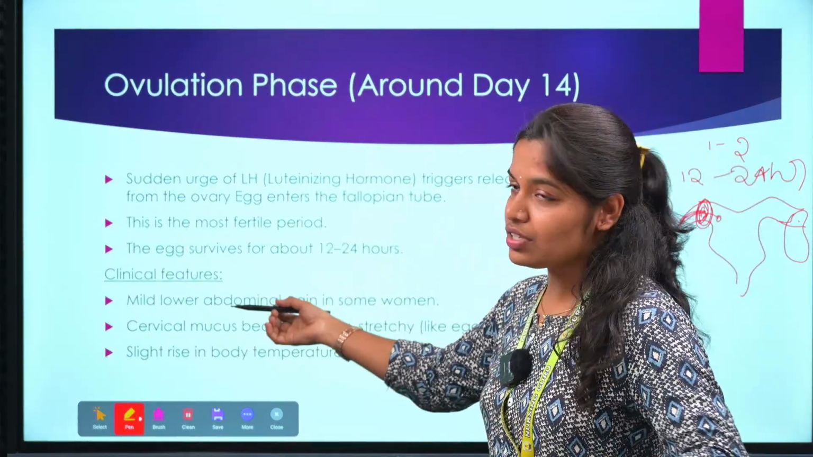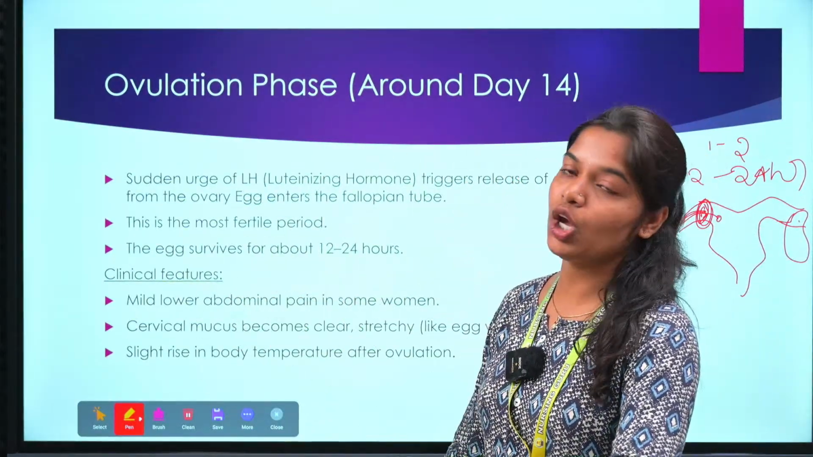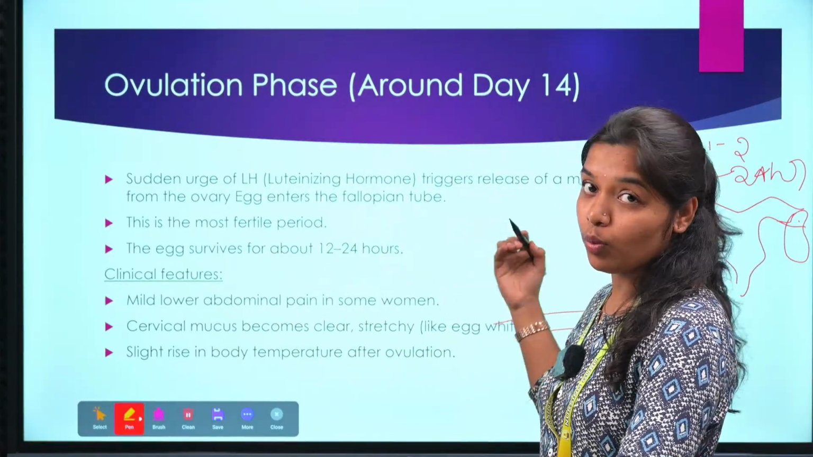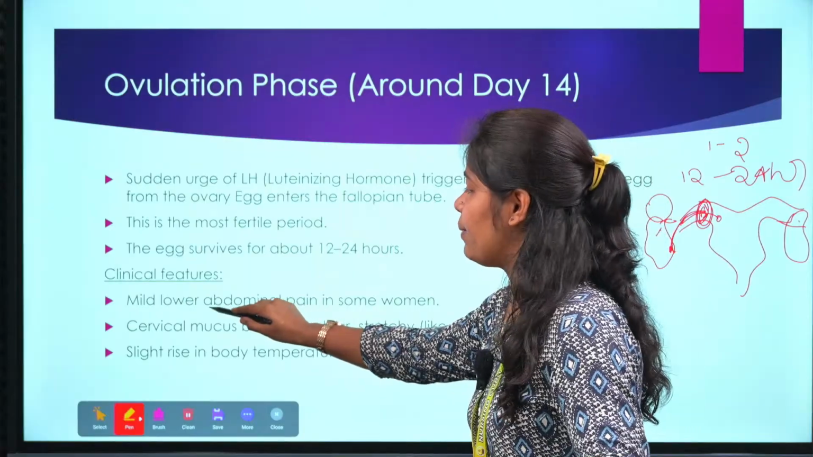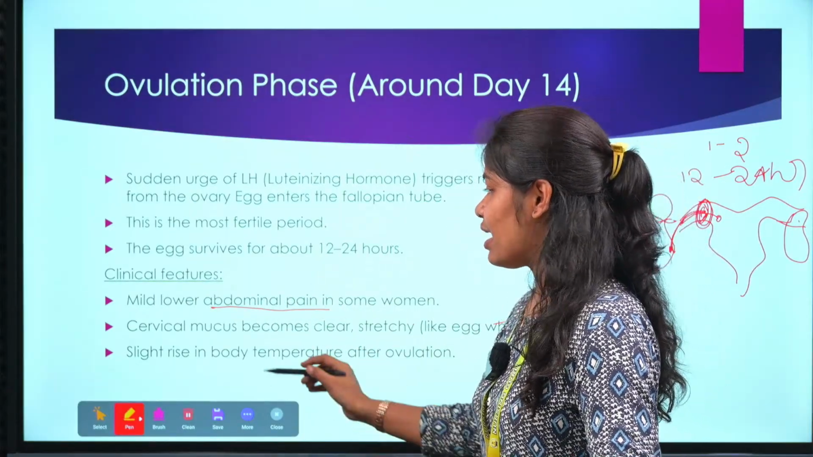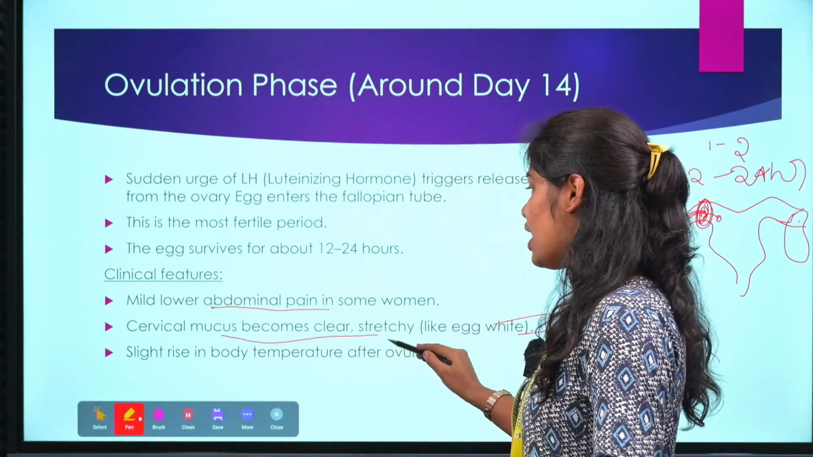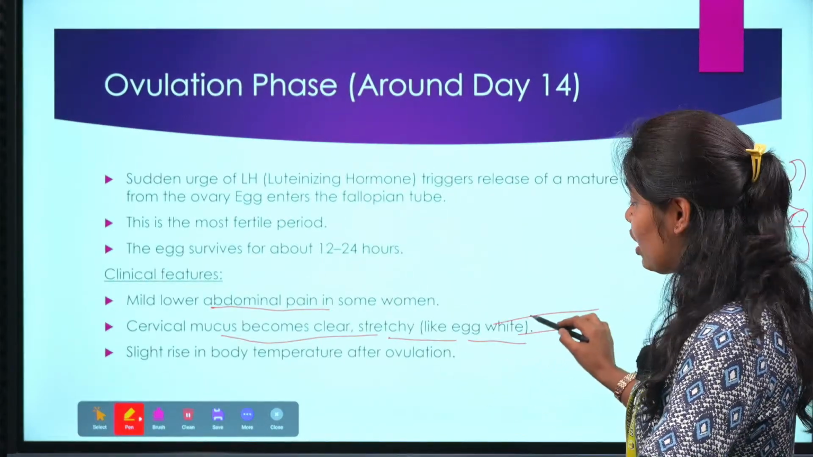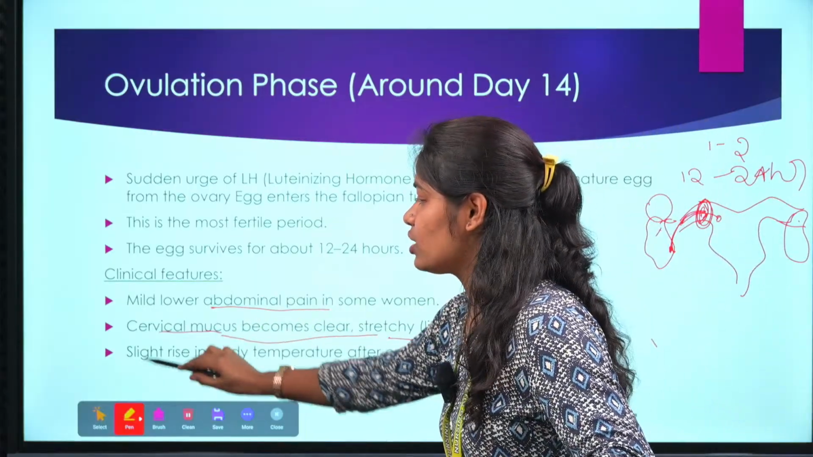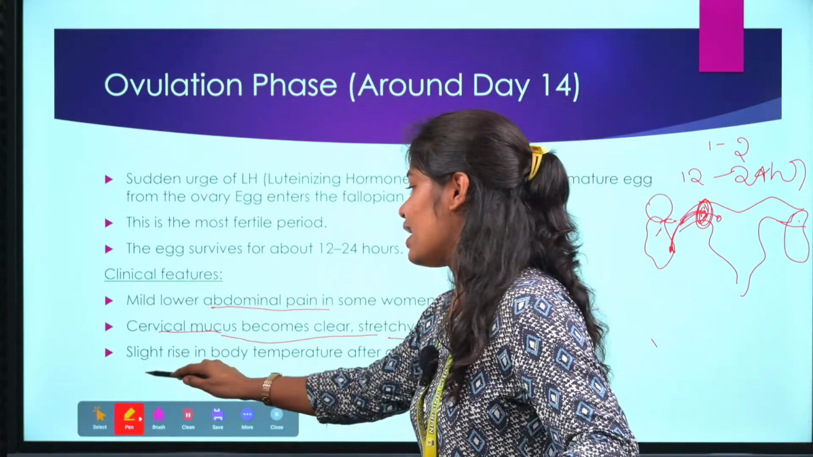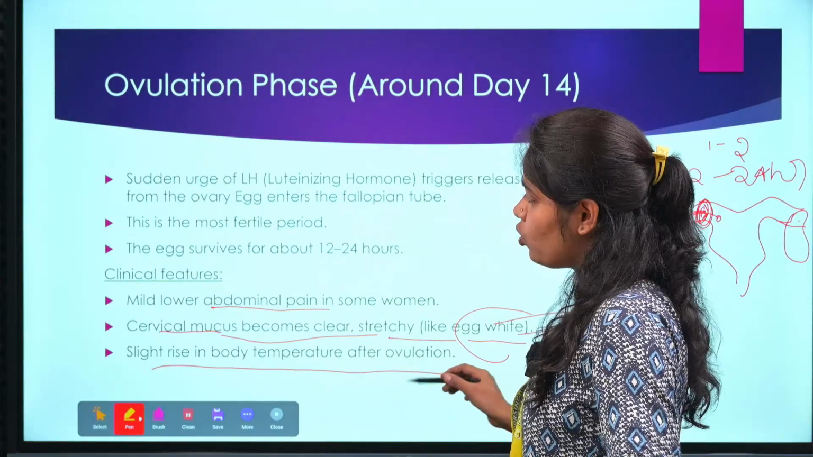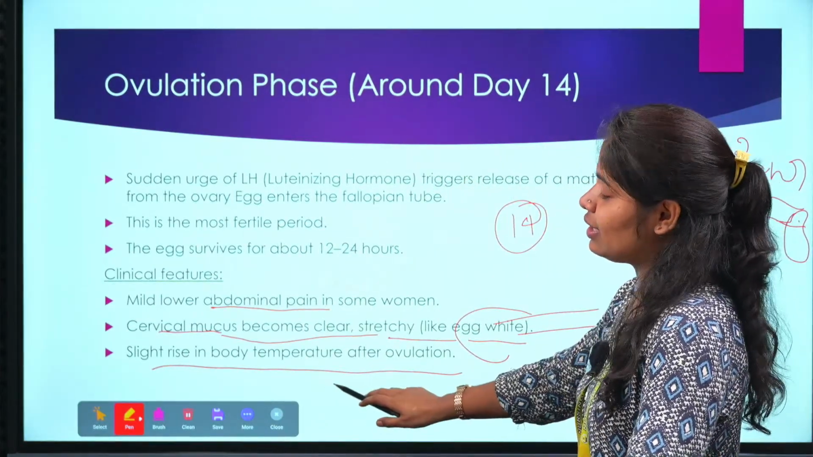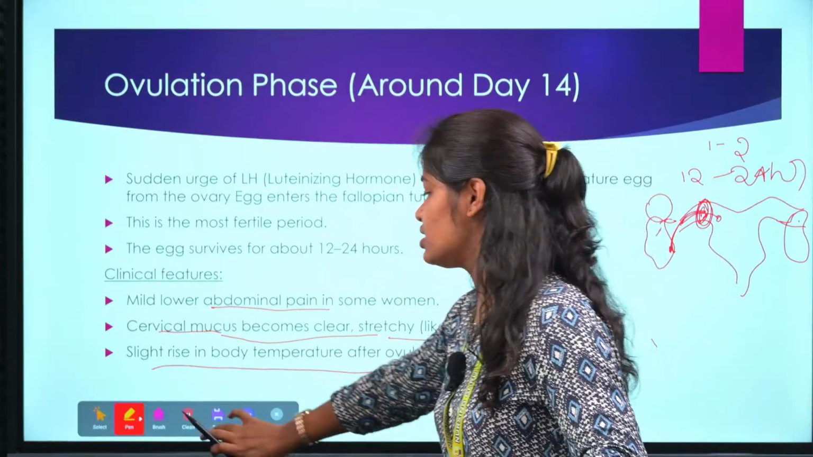In this phase, which symptoms will occur in the woman? First one, mild lower abdominal pain in some women. Some women will have abdominal pain, and cervical mucus becomes clear and streaky like egg white. There is a slight rise in body temperature after ovulation. After the 14th day, the ovulation phase, the temperature of the woman is going to increase.